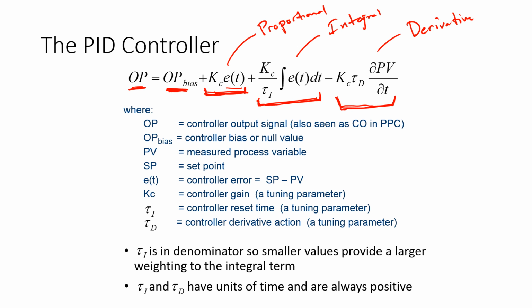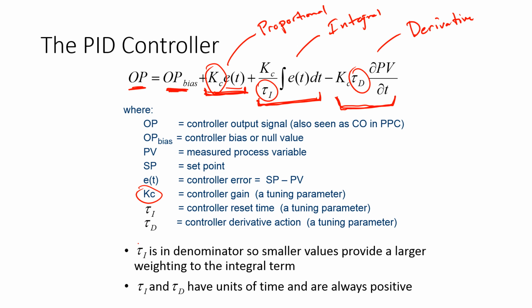Okay, so one thing to note, we have 3 tuning constants here, Kc, tau I, and tau D, in our PID equation. That's how you tune a controller, is you change those constants. And one thing to note is that Kc is going to be our controller gain. That can be positive or negative.